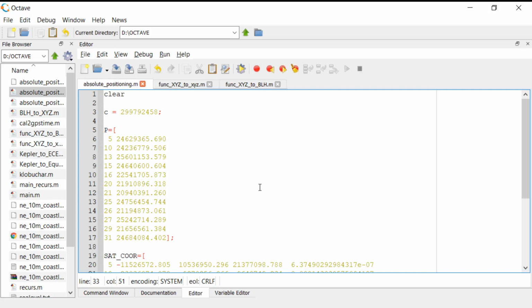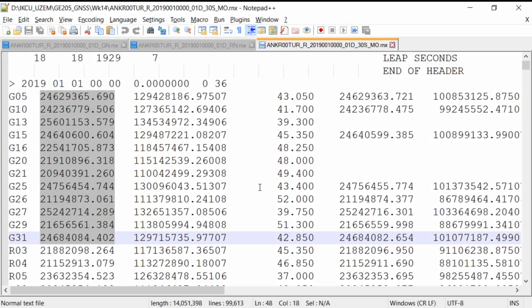In this video, we will apply the absolute positioning principle by using pseudo-range measurements. For this purpose, we will use a station's first epoch. This is the file which you have in your repository this week. I copied the measurements here for the first epoch, the 12 measurements for the GPS satellites, and passed these observations to my file.